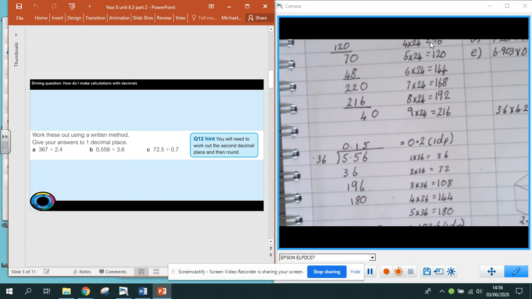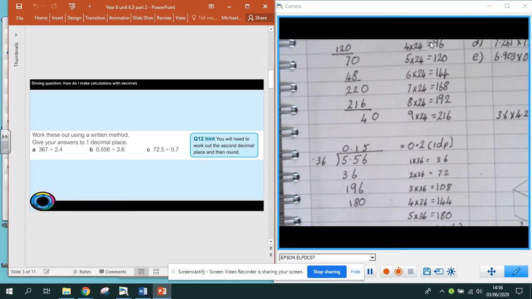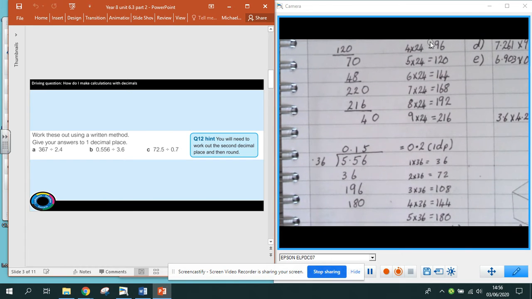The next question, when I started on it, obviously I had to multiply the numbers by 10 to give me 5.56 divided by 36. Then when I started working through, obviously here's my calculations to work out the numbers that I needed.